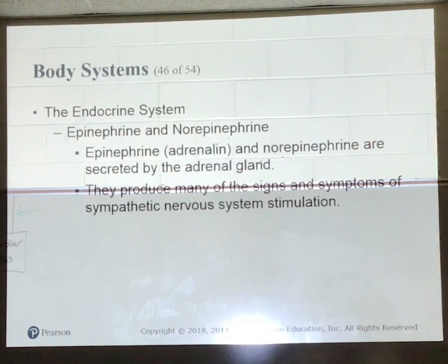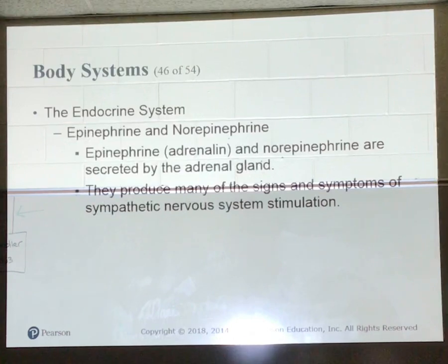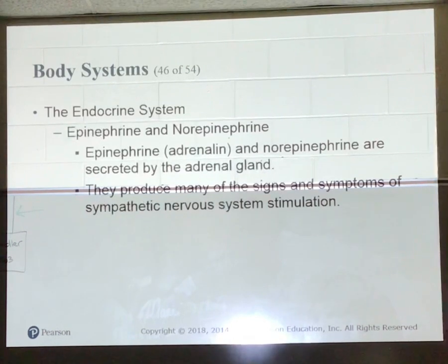Alright. Epinephrine, also known as adrenaline, and norepinephrine are two hormones secreted by the adrenal gland. These hormones produce many of the signs and symptoms seen in patients when the sympathetic nervous system is stimulated. To understand the signs and symptoms that are produced, you must first understand the basics of the four effects. Okay? You have two alpha effects and two beta effects. Alright, your alpha 1 and your beta 1 work on the heart. Your beta 2 and your alpha 2 work on the lungs. You have one heart and two lungs. Okay?